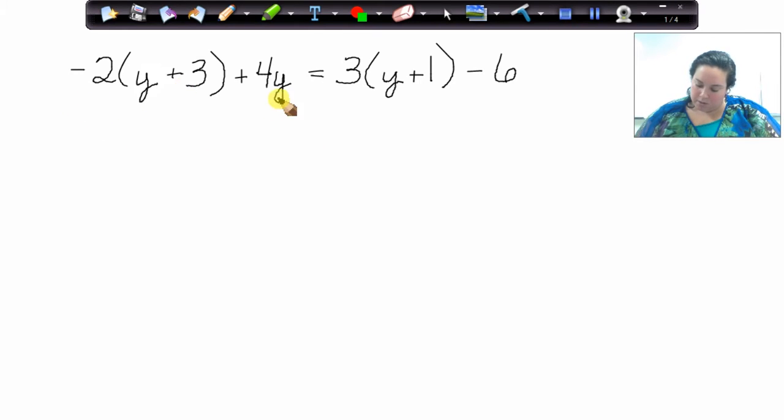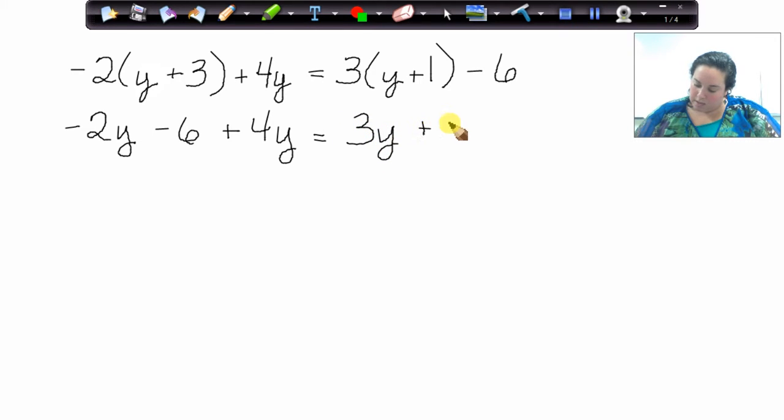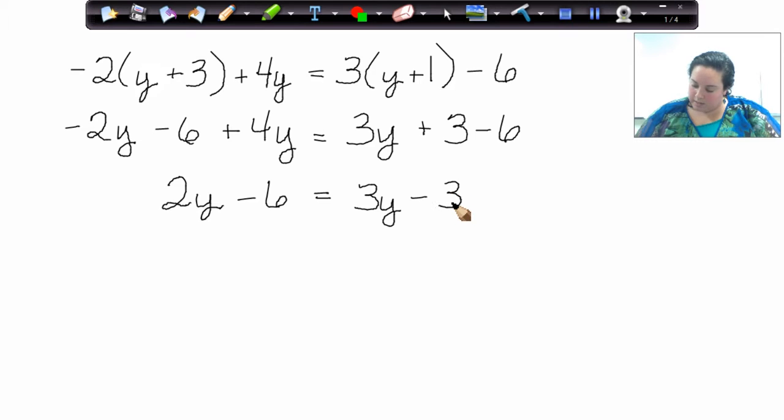So let's distribute. We're going to look at this side by itself, see if we can simplify it. We'll distribute this -2, and we'll distribute on the other side. We'll try to simplify it by itself. We'll distribute this 3. Add any like terms that you can. So we will have 2y minus 6 and 3y minus 3.